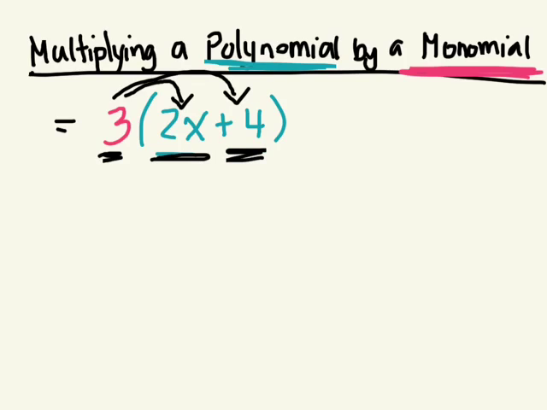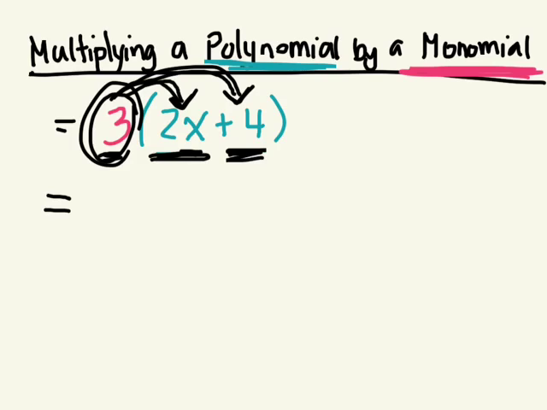This is called the distributive property. We're distributing the term in front of the bracket. We need to distribute it over everything inside the bracket. Think of it like leapfrog. This 3 has to be multiplied by everything inside the bracket, okay?